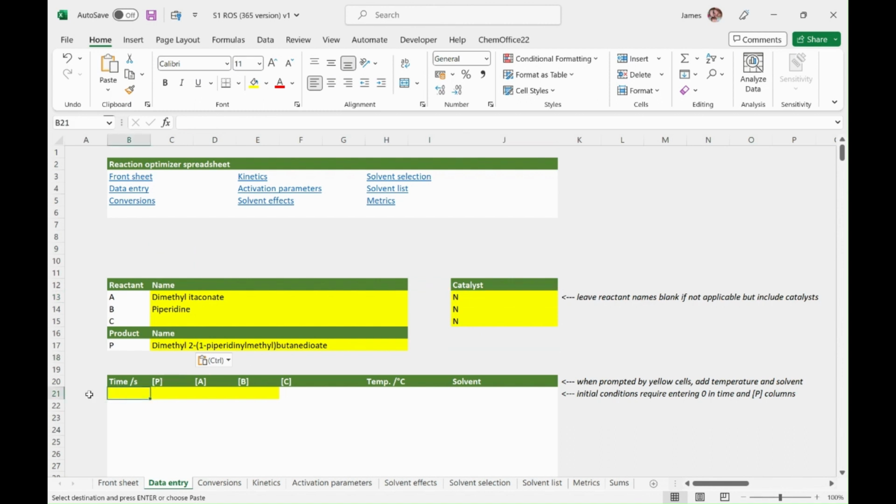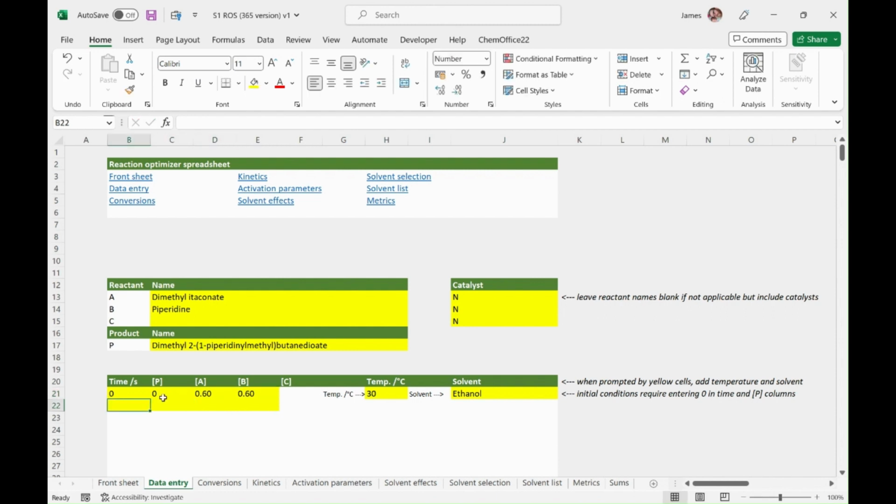Then below, you enter your times and concentrations. So ordinarily, you will start with time 0 to start. This will prompt you to add a temperature and a solvent. So our first data set will be at 30 degrees Celsius, and the drop-down menu here will allow you to choose a solvent. The first reaction I performed here was in ethanol. At time 0 we don't have any product yet, so that's a 0, and the initial reactant concentrations are 0.6 molar.